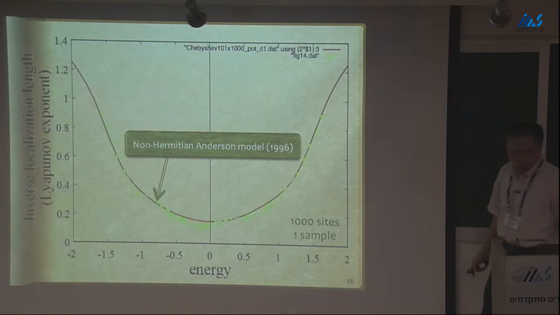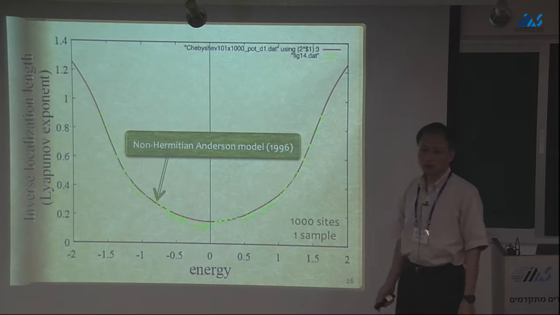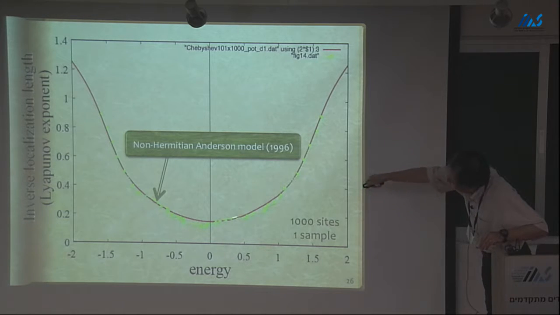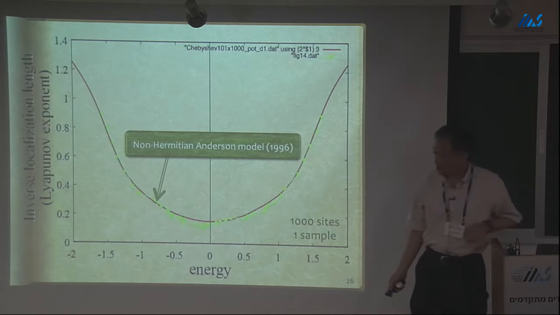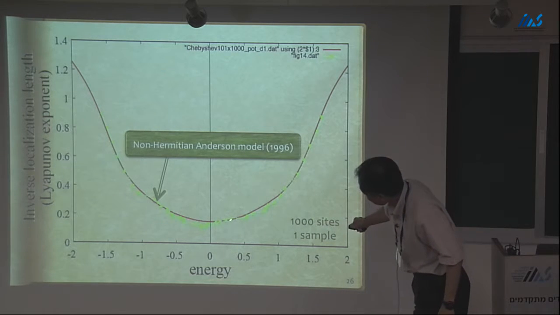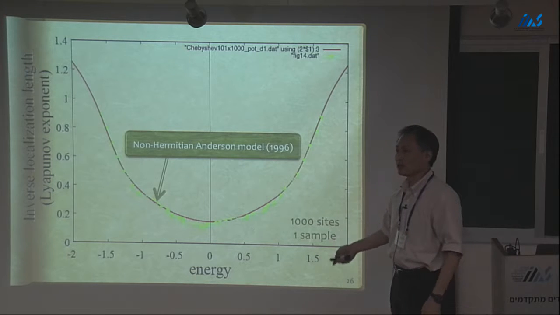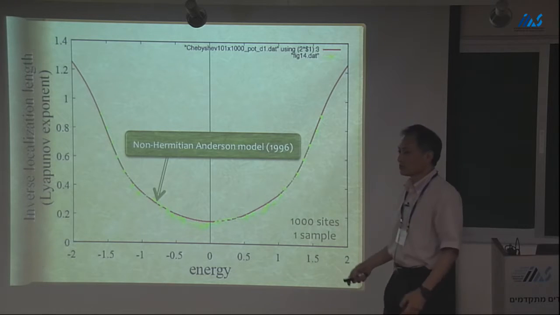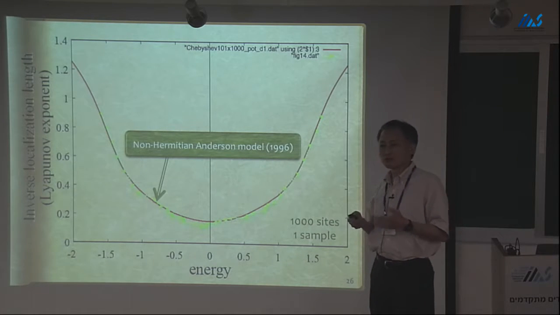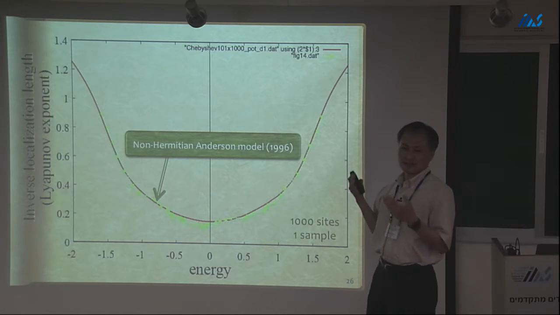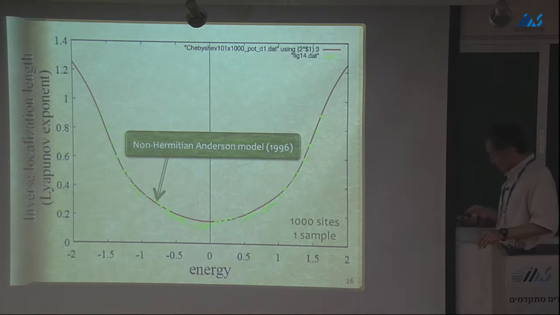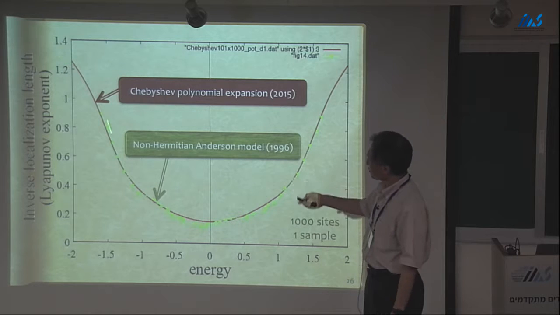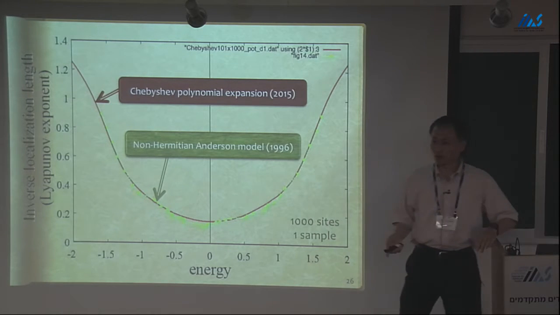I've been talking about this non-Hermitian Anderson model, and that's how I obtained these green curves back in '96. You can see that there is some noise here because I did this only for one sample. I could confirm this by doing a transfer matrix method, but I didn't like it, as I said, so I didn't do it. Then finally I found another completely independent method to compute this inverse localization length, which I'm going to talk about.